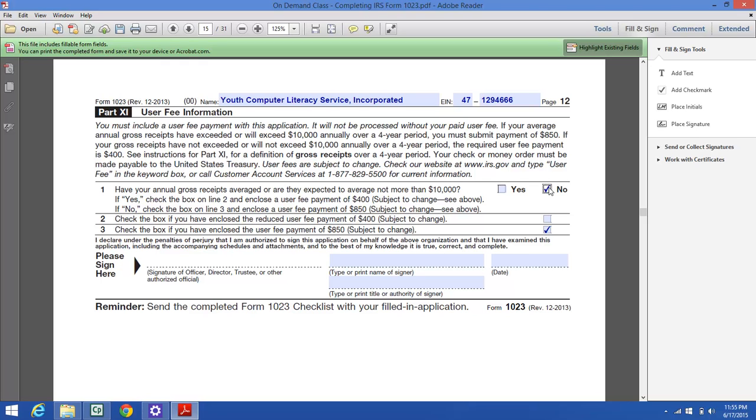Now it's time to just take a look at the schedules. Some people have to complete the schedules depending upon the type of nonprofit organization that you have. That's why I want to briefly, I mean very briefly, breeze through these schedules so that you can at least know what they are. But I haven't had a client yet in my 11 years of doing this work that had to complete a schedule. But I do want to show them to you.